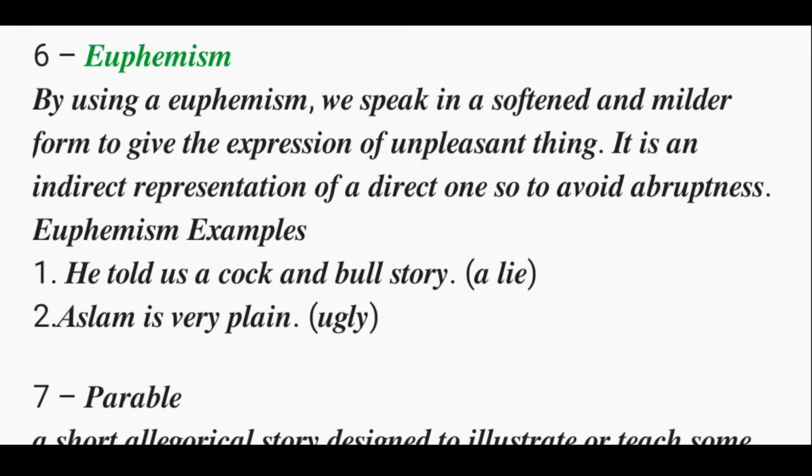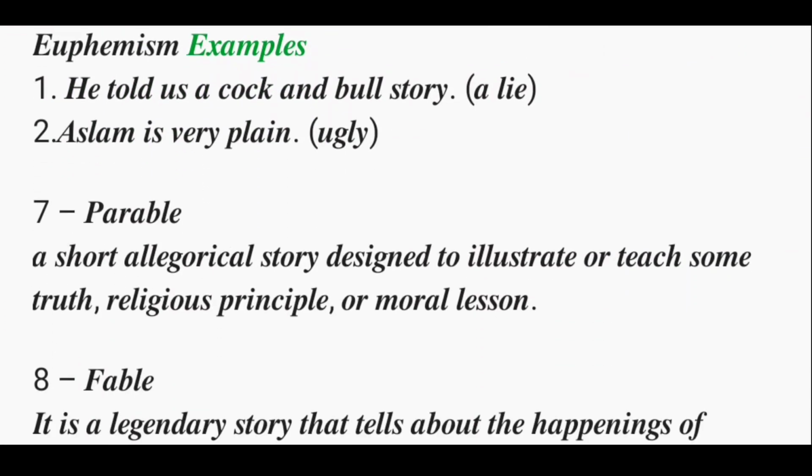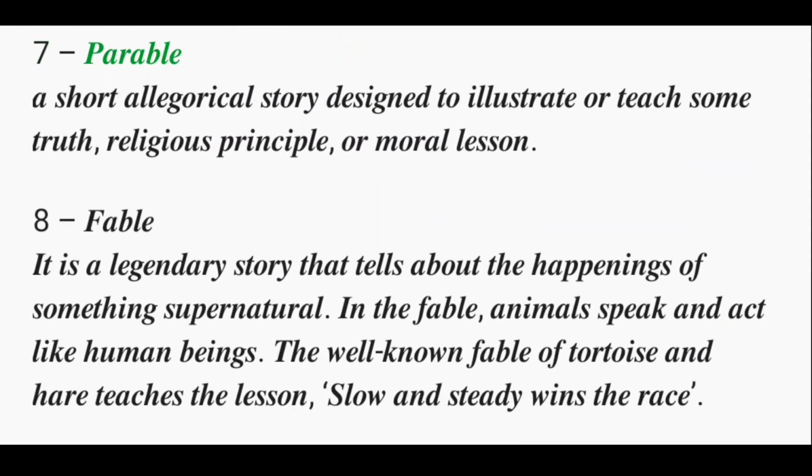6. Euphemism. By using a euphemism, we speak in a softened and milder form to give the expression of an unpleasant thing. It is an indirect representation of a direct one so as to avoid abruptness. Euphemism examples: 1. He told us a cock and bull story. A lie. 2. Aslam is very plain. Ugly. 7. Parable. A short allegorical story designed to illustrate or teach some truth, religious principle, or moral lesson.